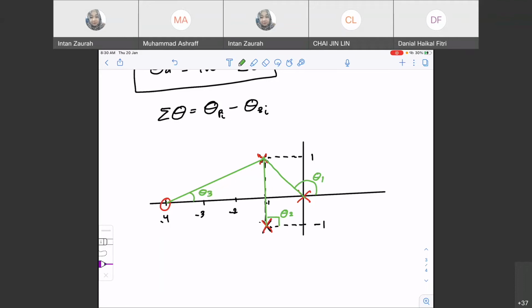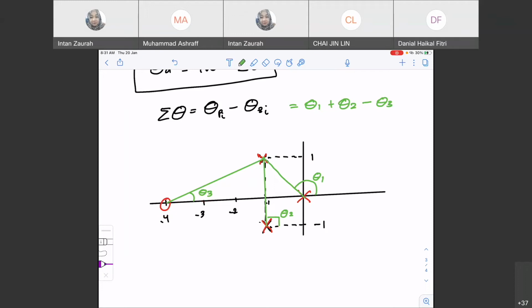Okay, so the angle of departure will be the sum of angles, all the positive angles coming from poles. So theta 1 plus theta 2. Why? Because it's poles to poles, so you contribute positive angle. From poles to poles, positive angle. Okay, from poles to zero, the theta 3, that will give you negative angle. Is that okay?